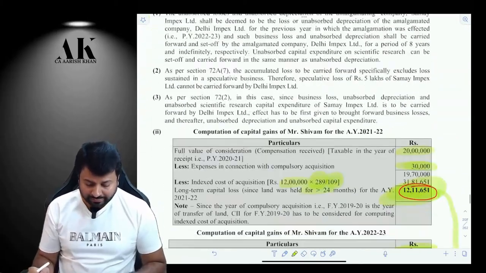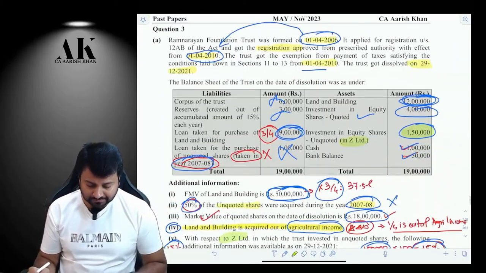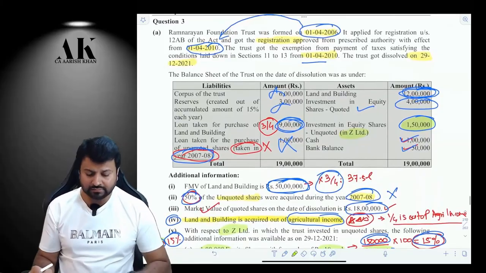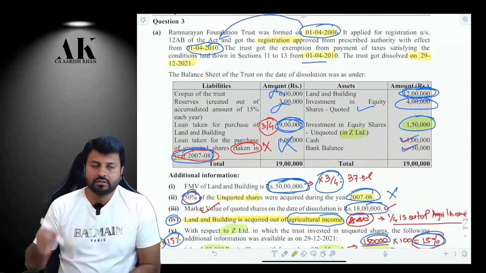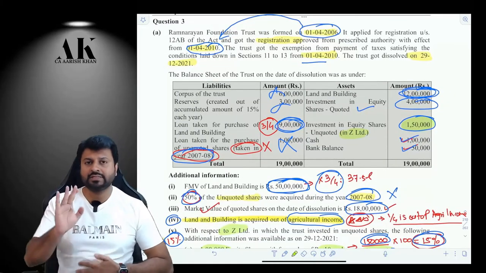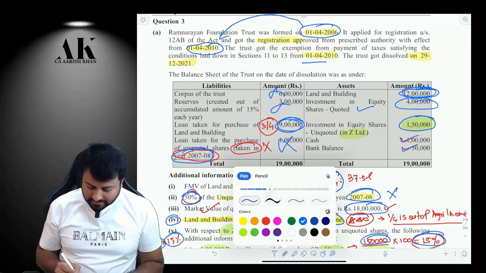Okay, now coming to the next question. The next question is on what? So this is on exit tax. Exit tax means accredited income. Now let's see, there are some important points over here.